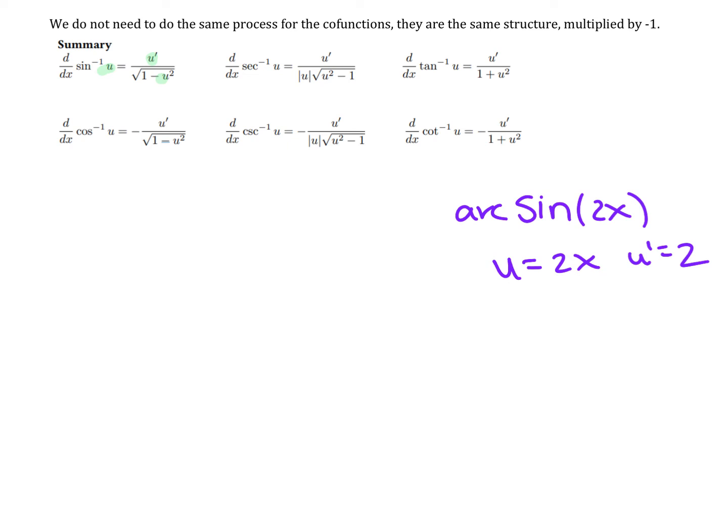Now, for regular calculus, you do not need to memorize these 6 trig derivatives, but if you are taking AP Calculus, these are things that you need to know. You won't be given them on the AP test.